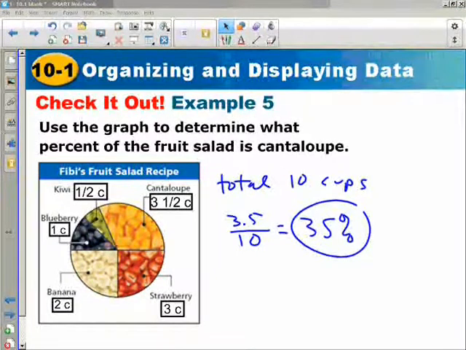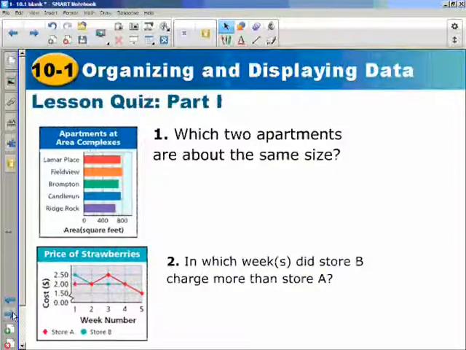And now that we've gotten through the entire lesson, let's go ahead and take a quiz here. Just 2 quick questions, see how that goes. Hit pause, and then when you're done, you can hit play and see how things went. Okay, just 2 quick questions here. First one, which 2 apartments are about the same size? And we're looking at a bar chart that shows area, and we're looking for lengths to be the same.